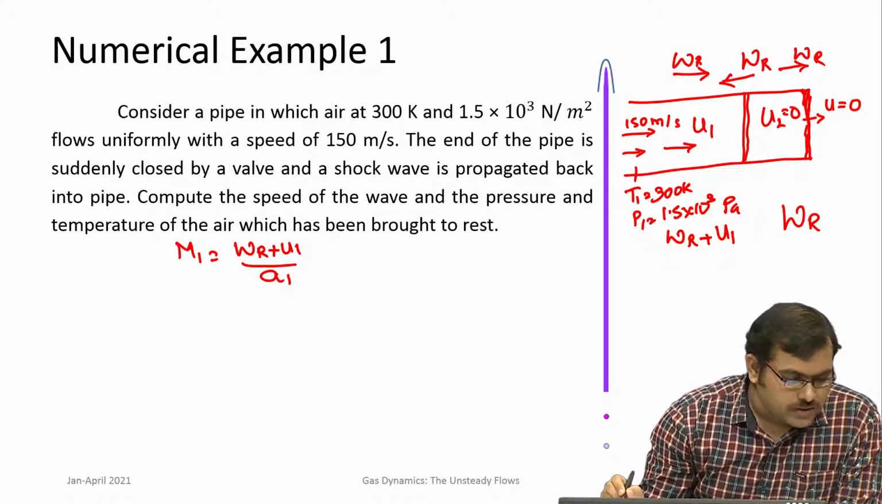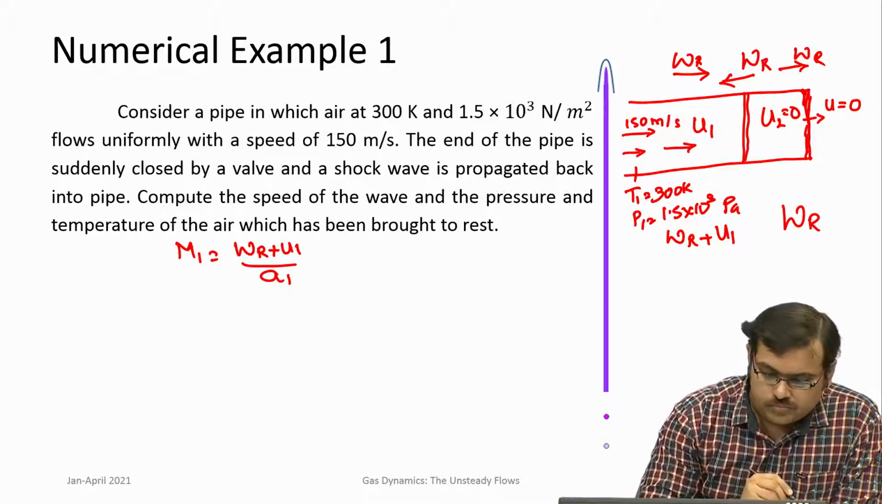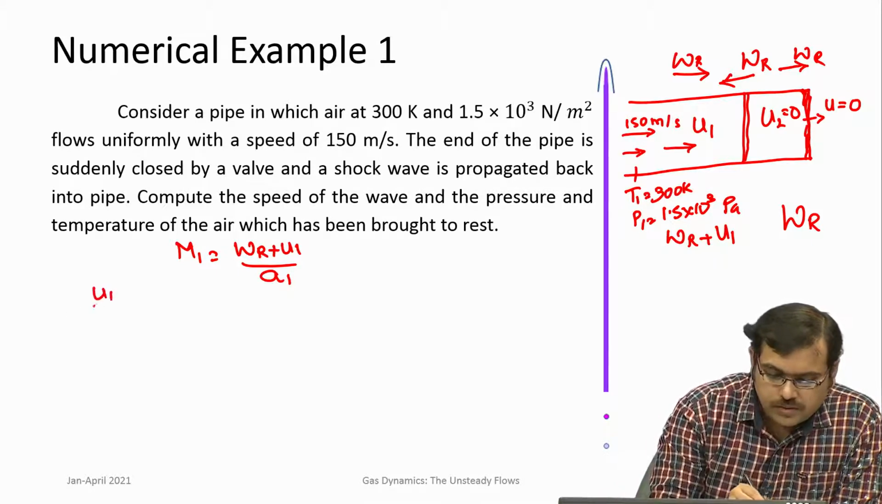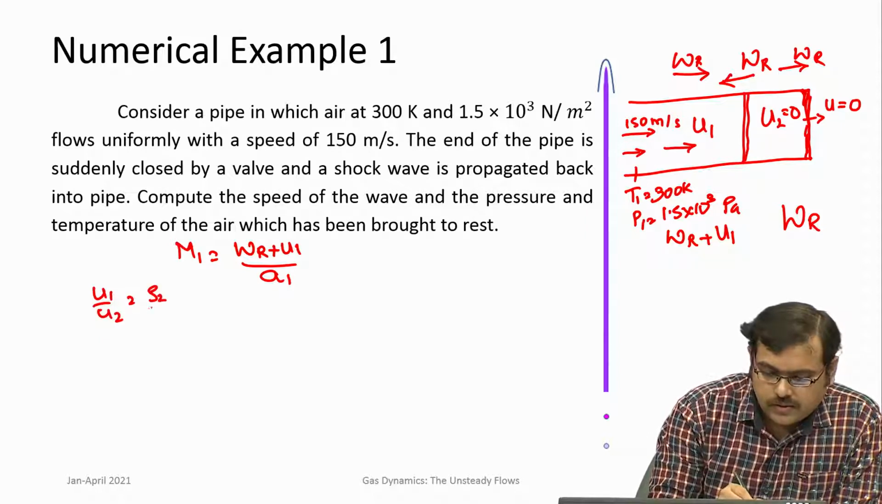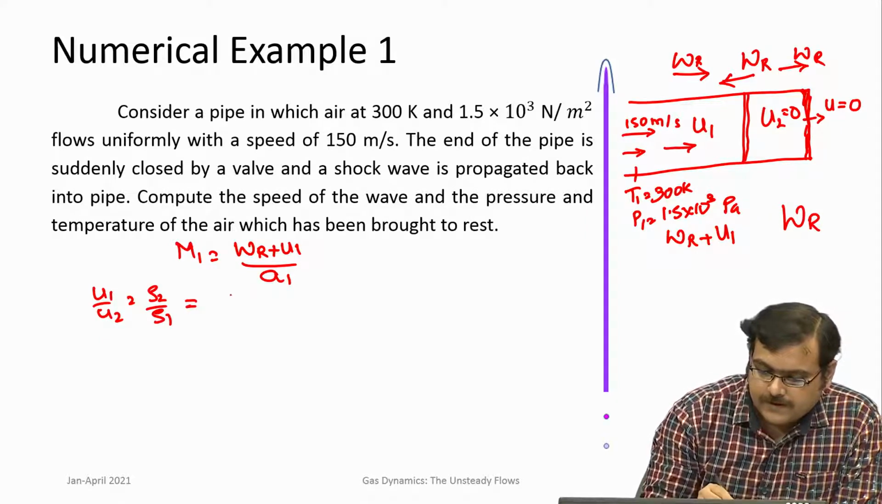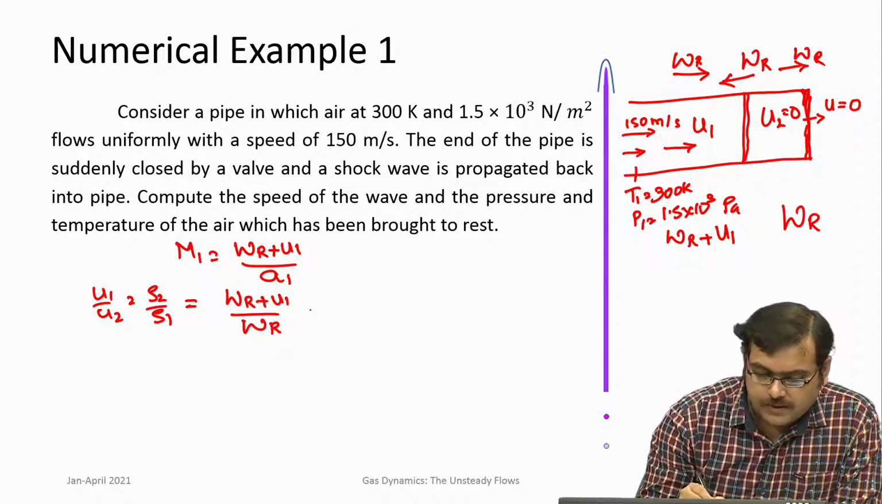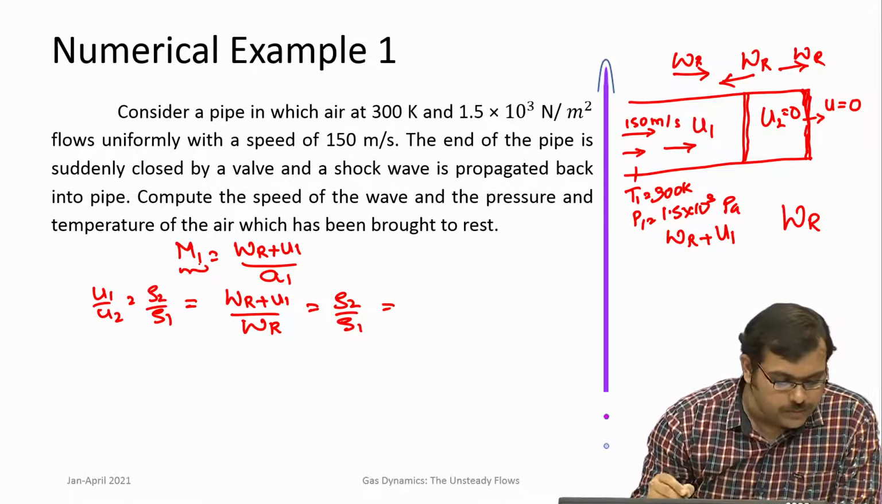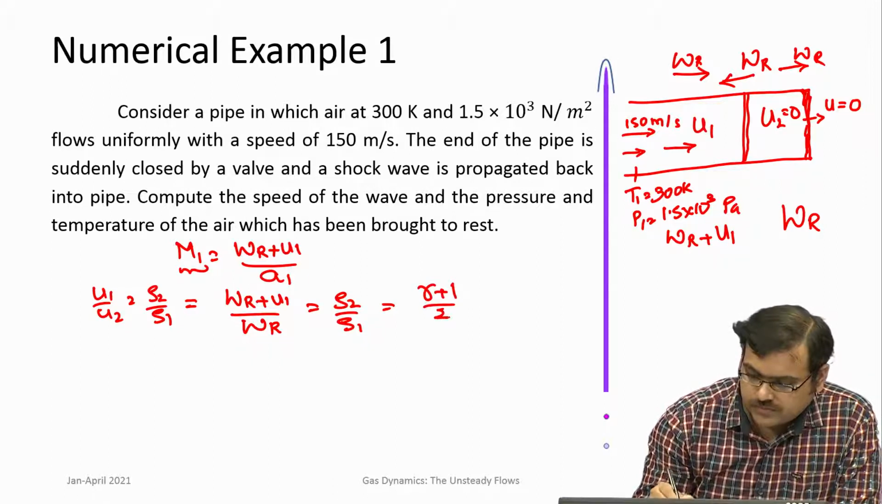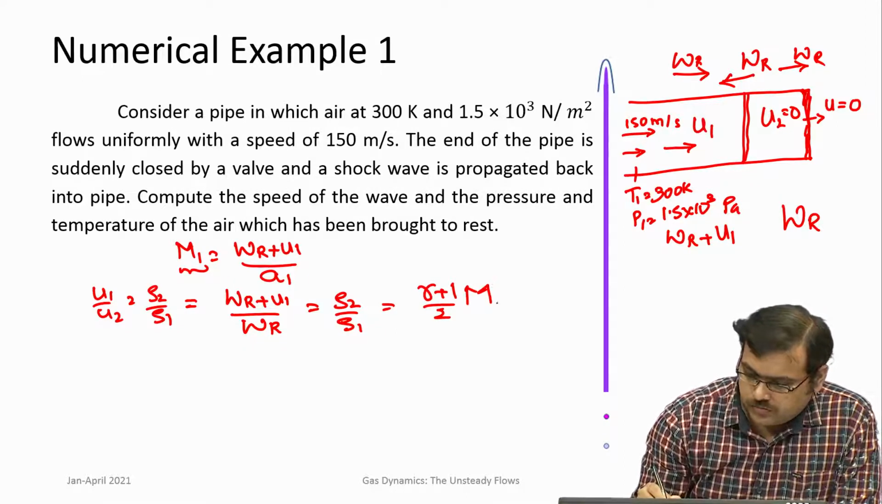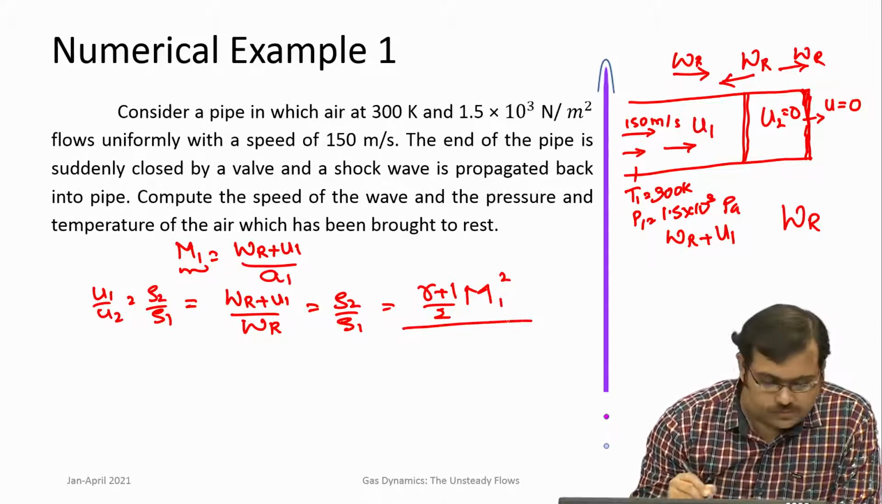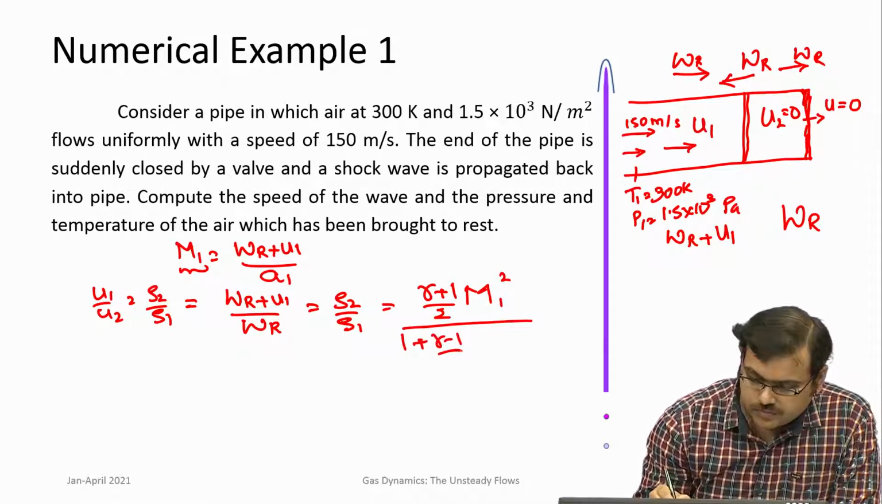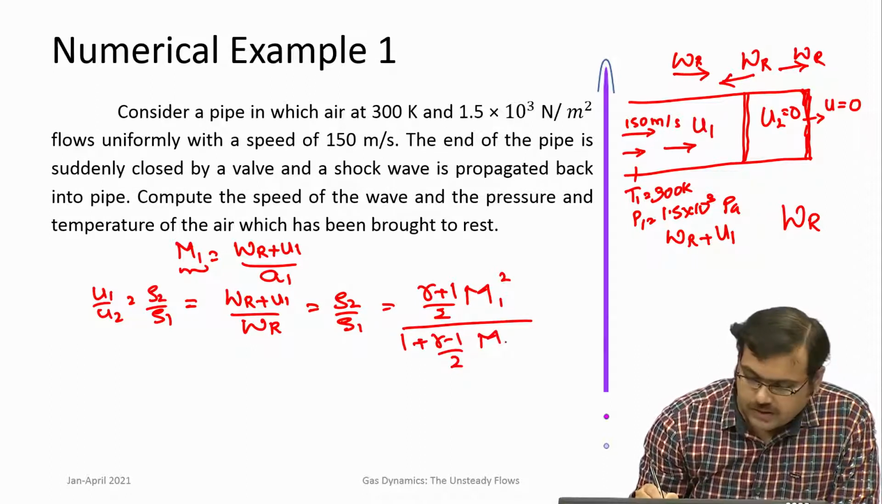Now also consider u1 by u2. u1 by u2 is rho 2 by rho 1, which is Wr plus u1 by Wr, equal to rho 2 by rho 1 of the shock with Mach number M1. This is well known: gamma plus 1 times M1 square by 1 plus gamma minus 1 M1 square.